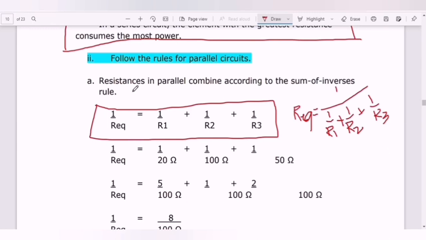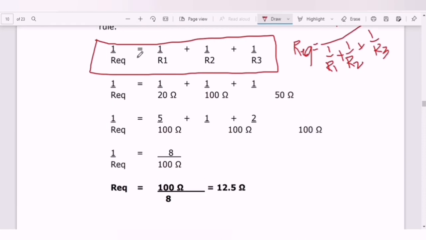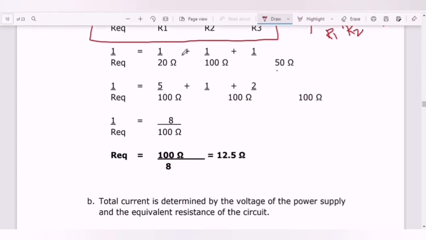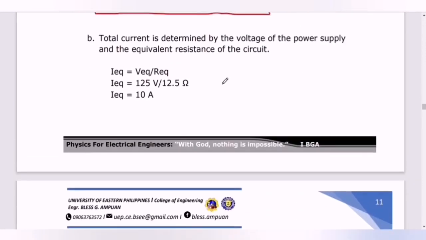It depends on your solution. If you use this one, you can directly substitute. We know that R sub 1 is 20 ohms, R sub 2 is 100 ohms, and R sub 3 is 50 ohms. Or you can use the other one, that's okay, you will derive the same answer. So overall, if you use your calculator, our R equivalent will be equal to 12.5 ohms.